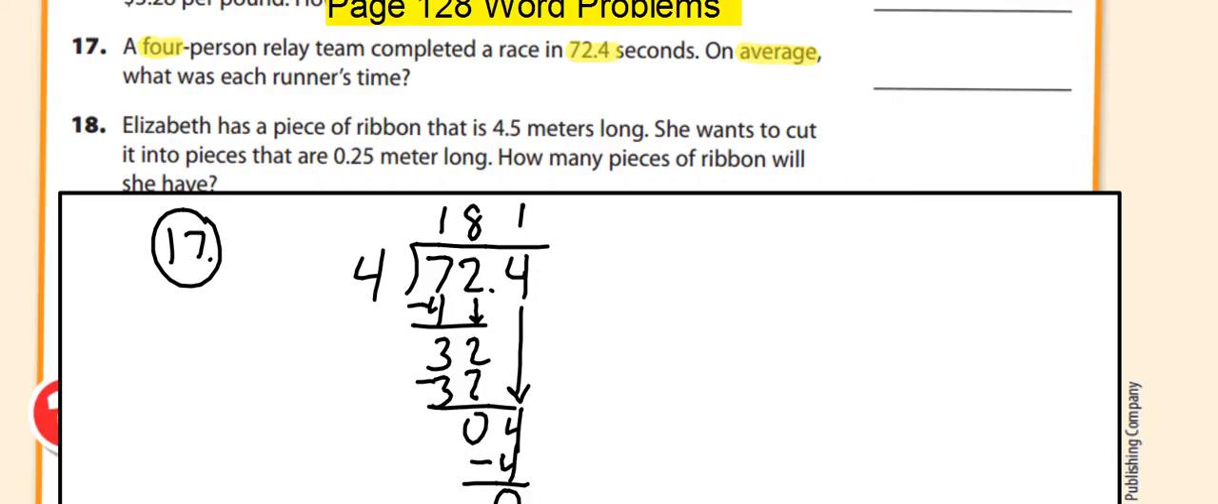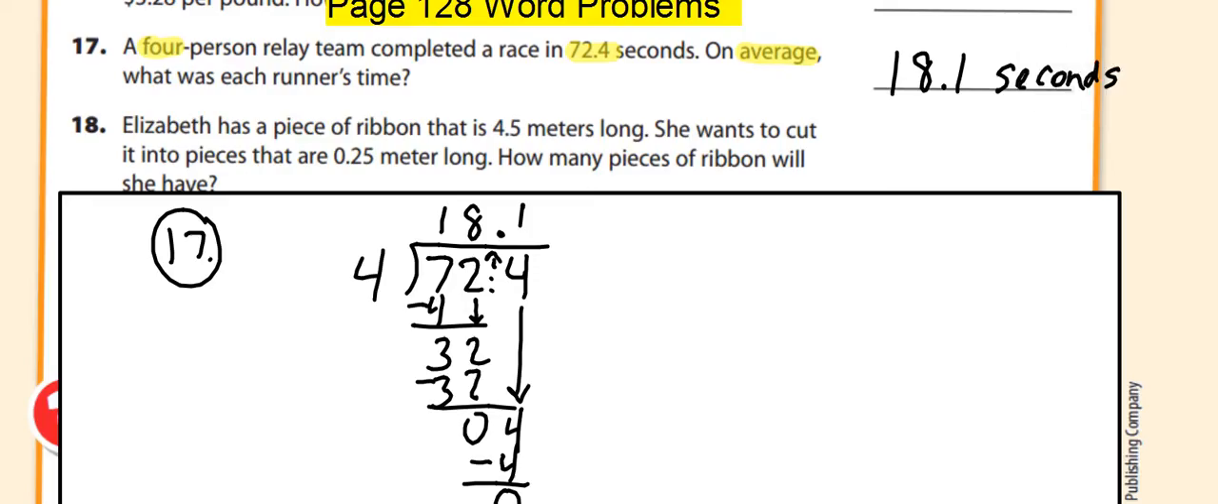Like I said at the beginning, there was no movement of any decimals because the divisor was a whole number. So the decimal goes straight up into the quotient. So I get 18.1. We'll need to record our unit properly. It's 18.1 what? Well, reread; especially the last line usually has the unit. It says, on average, what was each runner's time? Well, if they all completed the race in 72.4 seconds, then that's the unit. The average was 18.1 seconds.